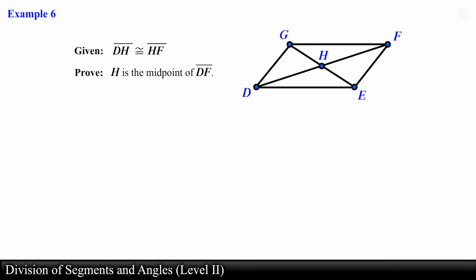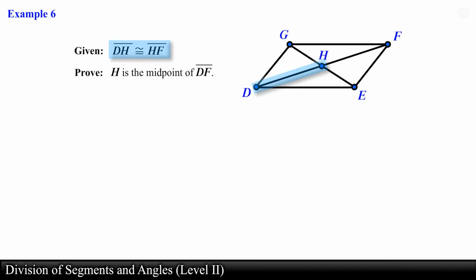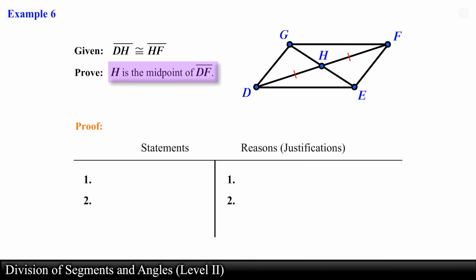Given that segment DH is congruent to segment HF, prove that point H is the midpoint of segment DF. In this problem, we are provided with a geometric relation along with a diagram. We are asked to prove that a point is a midpoint of a line segment. Similar to the previous examples, let's first mark the diagram with the given information. We are given that segment DH is congruent to segment HF, so we draw a single tick mark on each of these two segments in the diagram. Next, we will use a two-column proof to show that point H is the midpoint of segment DF.